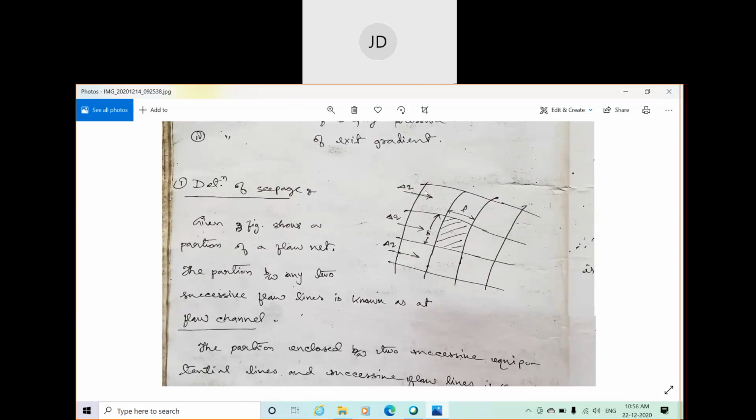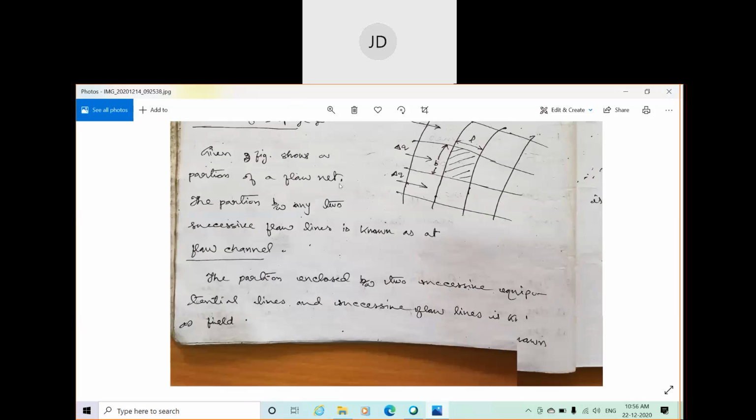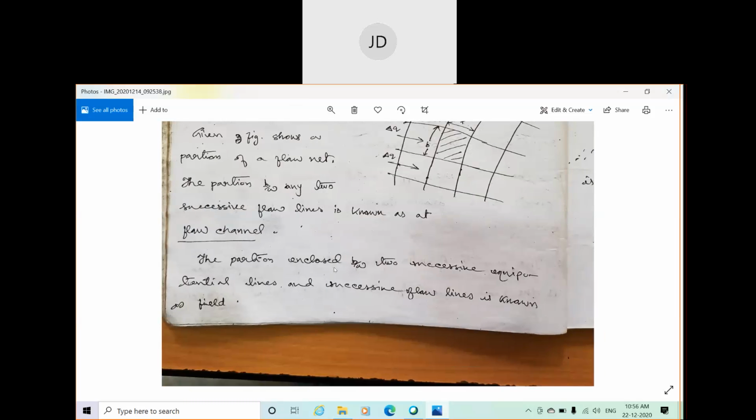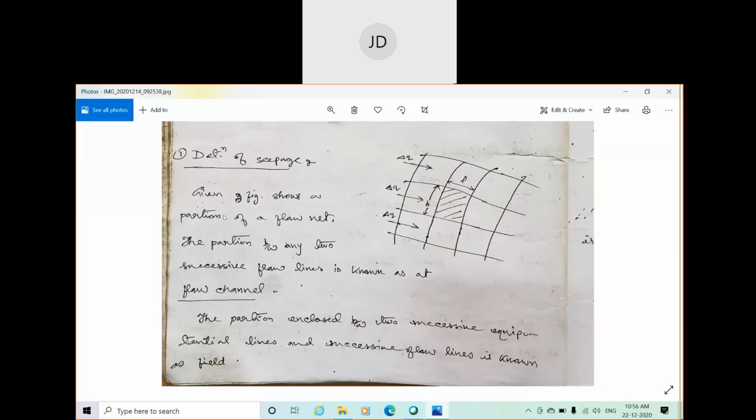Now, what is a flow channel? This represents a flow channel. Here some definition is also given. The portion enclosed between two successive equipotential lines and successive flow lines is known as a field. That is already discussed. And the portion between any two successive flow lines is known as a flow channel. This is one flow channel, this is the second flow channel, this is the third flow channel, and water flows through these channels.